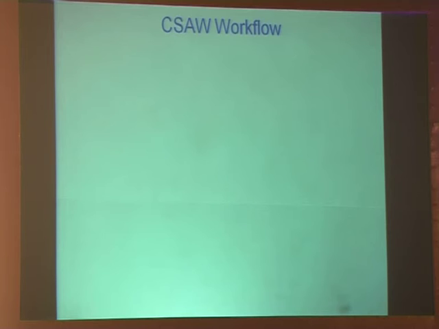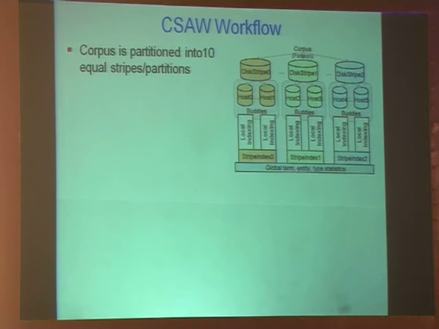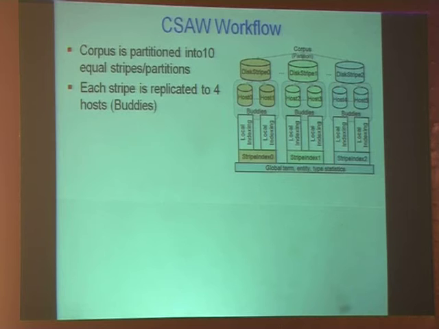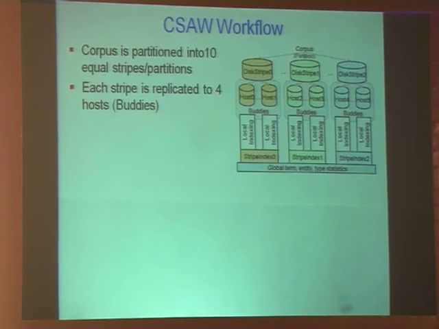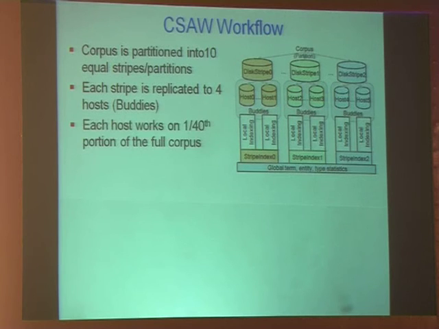But how exactly do we deal with this? I mean, it's 1.6 TB and 500 million documents. How are we able to deliver results in real time? Professor Ganesh has already talked about the work that has gone into scaling up the system. I'll borrow some modules from his talk, which I'll be requiring for my talk. The entire corpus is partitioned into 10 equal stripes or partitions. So these are the partitions. Each stripe is replicated to over 4 hosts for fault tolerance and parallelization. We call them buddies. This diagram shows only 2, but there are 4 of them. Each host effectively works on 1/40th portion of the full corpus.